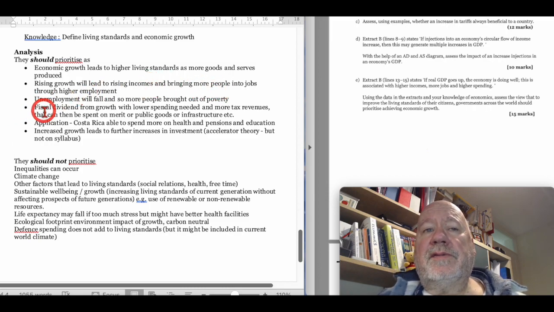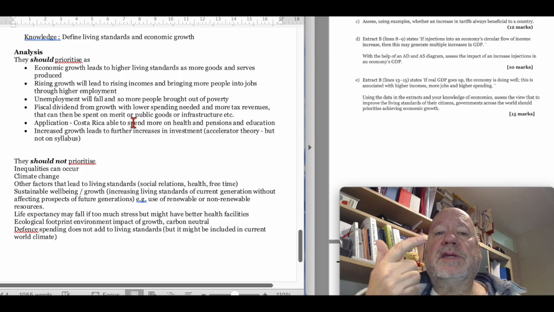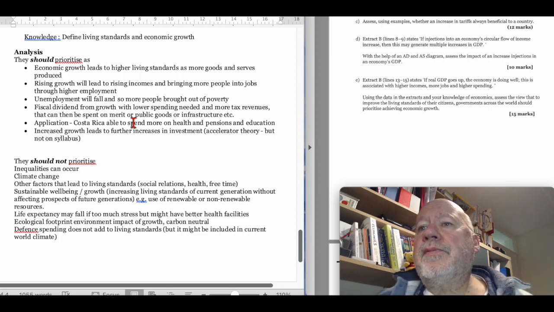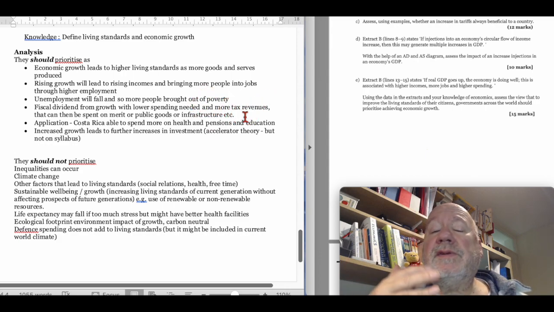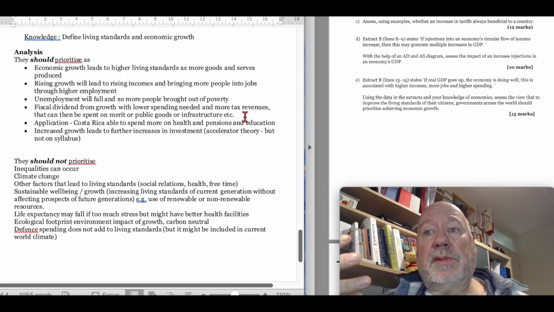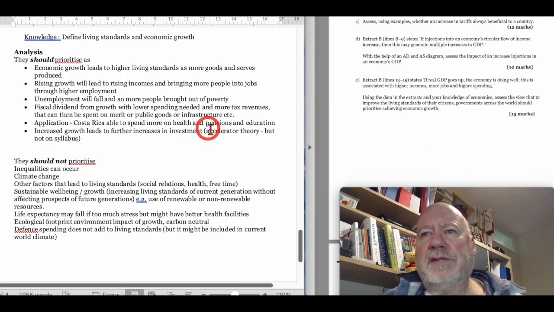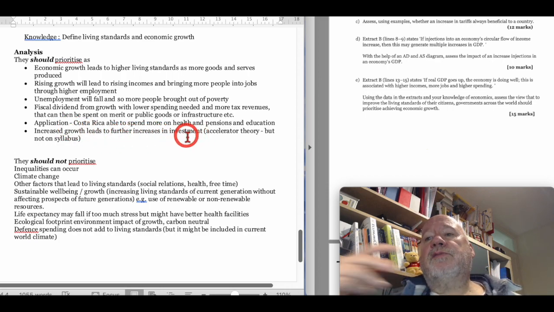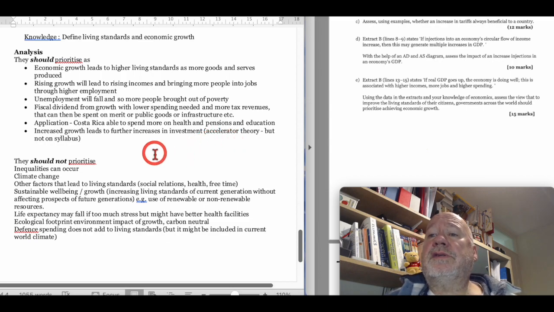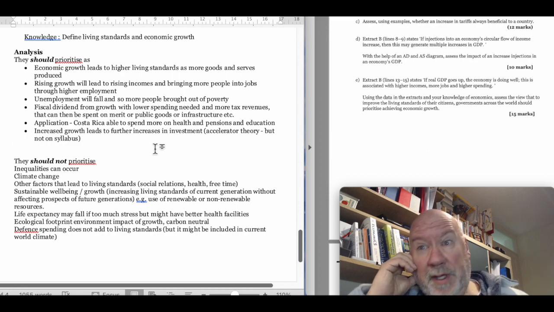Bring in the fiscal dividend to the government, mention the 3 taxes, the tax on income, the tax on spending, and the tax on profits. Okay, and that might be then spent on public goods and merit goods, etc. And even if you're talking about what those are, that's some application. The application in Costa Rica, it says they're able to spend more on health and pensions and education. It was there in the case study for you. And then increased growth also leads to an increase in investment. Now that's called the accelerator theory. It's not on the syllabus, but if you'd brought that up, that would have been fine. We'd have accredited you with that.